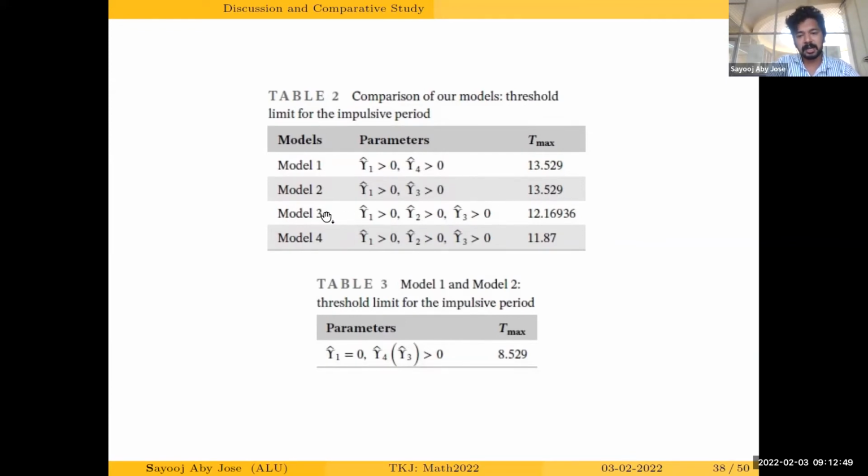In model 3, we need to release the impulses in the 12th week. Model 4 says that we need to release the impulses in the 11th week. So 11.8, maybe it should be the 12th week. So we get a clear picture of the comparative study of the different models, and in which week we need to release the control measures.